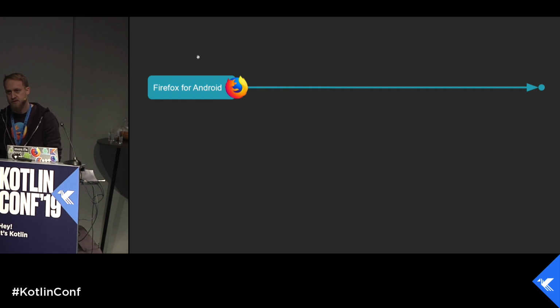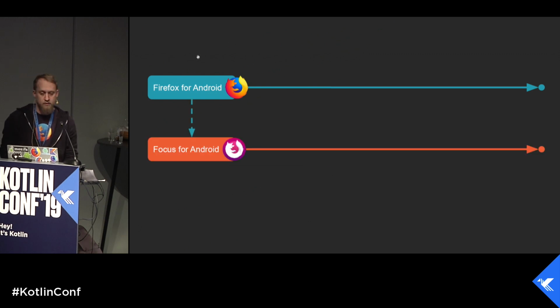For the longest time, Mozilla had only one major Android application that it maintained, and that was Firefox for Android. It's now almost 10 years old, almost as old as Android itself. Then in 2017, we started to build a new browser called Focus for Android, a privacy-focused browser. And it was a completely new app, new repository, new tooling, new CI. We only borrowed some code from Firefox for Android.